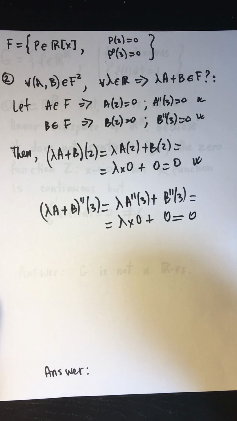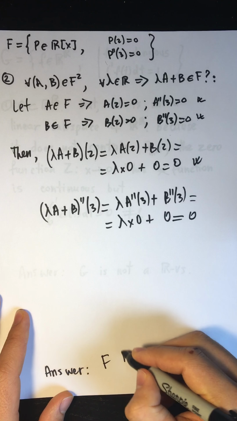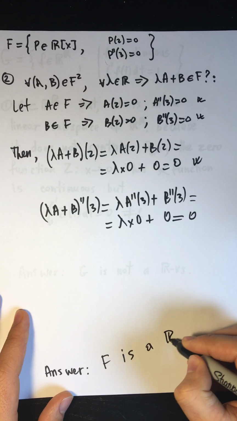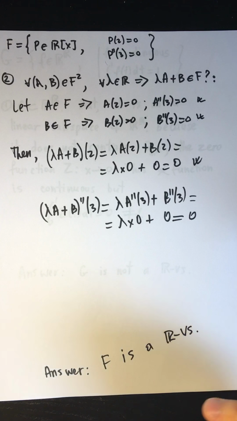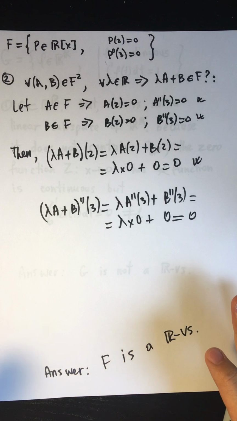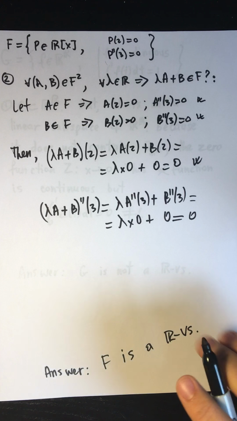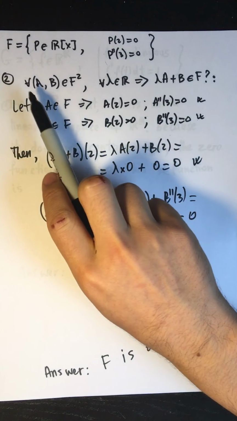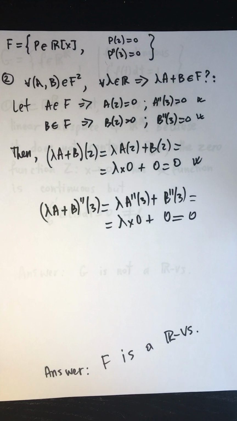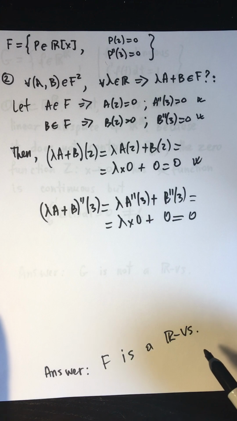Now what's the answer? The first and second conditions are satisfied, so you can say F is an RVS. Although you may not understand the concept behind it, this video is just for a solution. I'm just showing how to solve the problem, especially for you beta students. You need to check these two conditions, and then you're done.